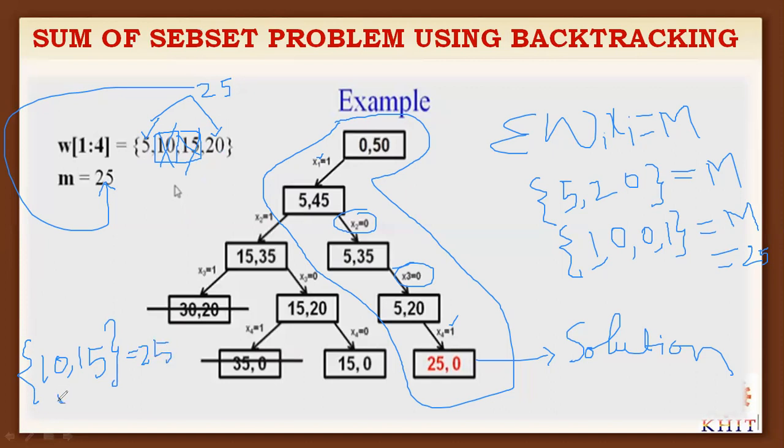That means the selection is: item 1 is not selected, x2 is selected, x3 is selected, x4 is not selected, and totally you will get the solution 25. This is considered as another solution. This is solution number 2, the second solution.